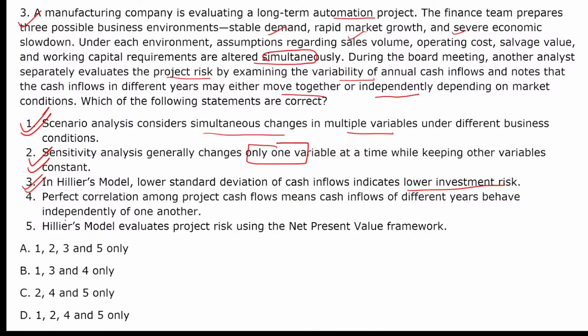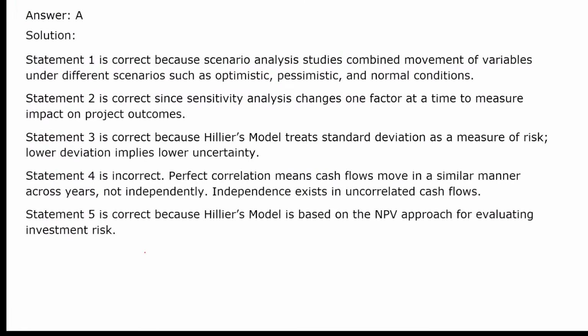Perfect correlation, that is +1 or -1, among cash flows means cash inflow of different years behave independently of one another. Wrong. They're perfectly correlated. That means there is dependency. So this is wrong. Hiller's model evaluates project risk using NPV. Correct. So only 4 is incorrect. So A is the correct answer.